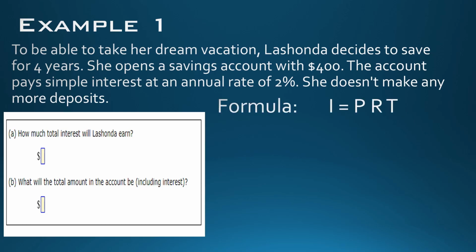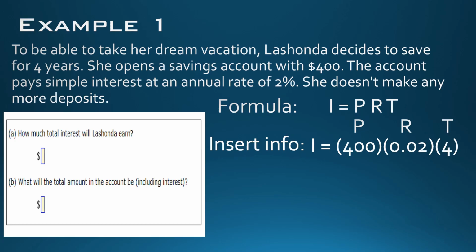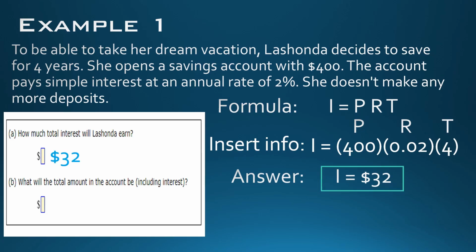So, first we take our formula, I equals PRT, and we insert the info from the problem. So first we have the principal, which she started with, which is $400, so we put that in for P. The rate is the percent, it was 2%. So, to turn that into a decimal, you take 2 and divide it by 100, so you get 0.02. The time is 4 years, so we put that in for T. All you have to do then is calculate all those things. Multiply them together, and you get $32. So, the amount of interest that LaShonda earned was $32.